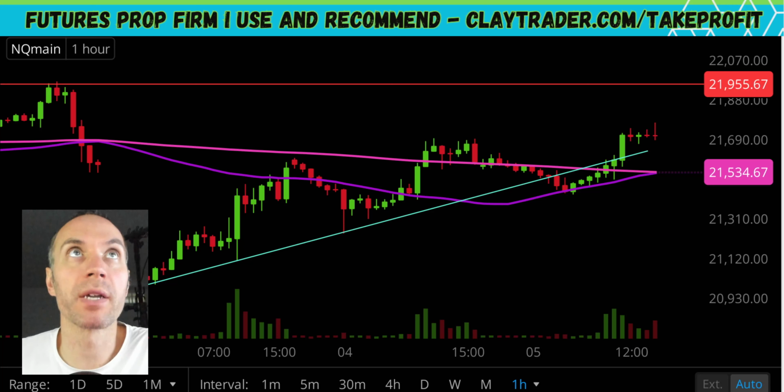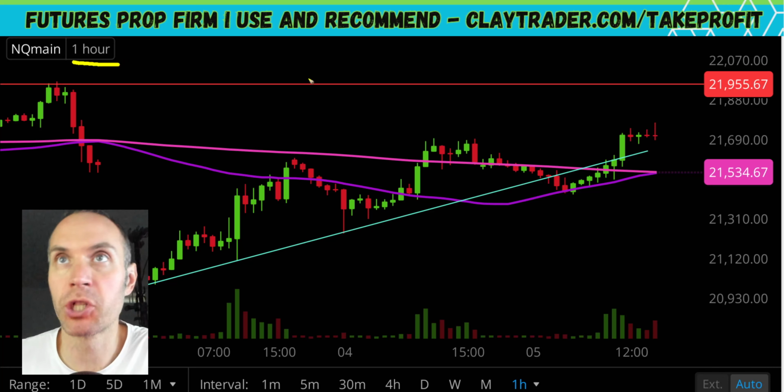First off, one quick clarification. I'll be using the 1 hour time frame. So for those of you that are maybe new to charts, what that means is each one of these candlesticks here, as they're called, represents 1 hour's worth of time.